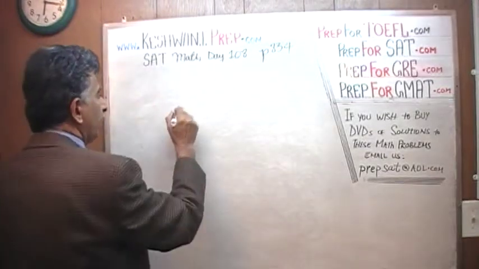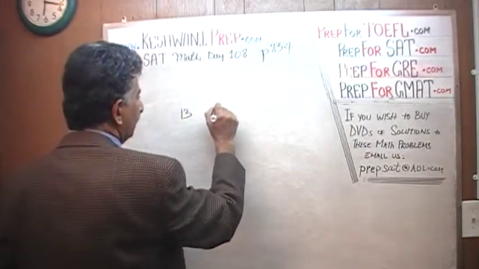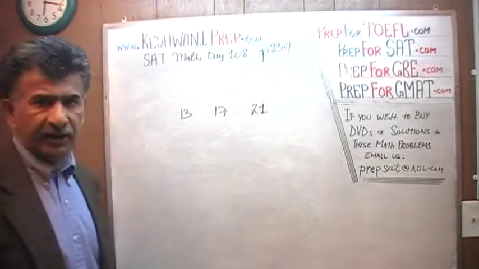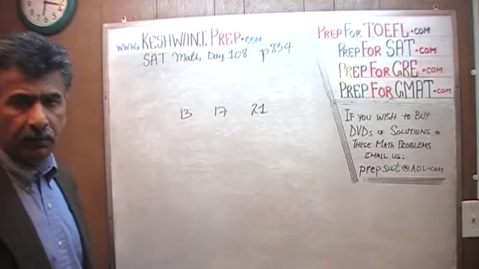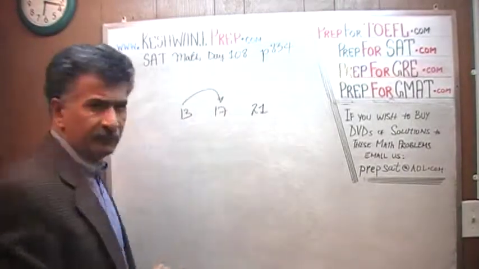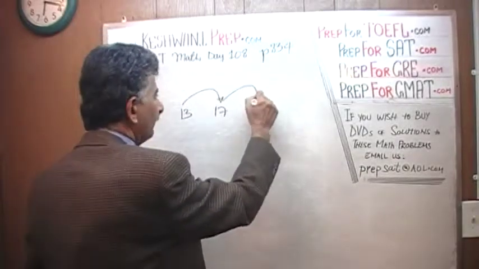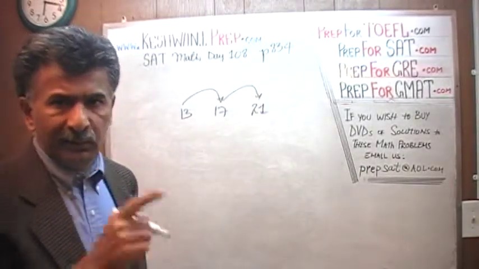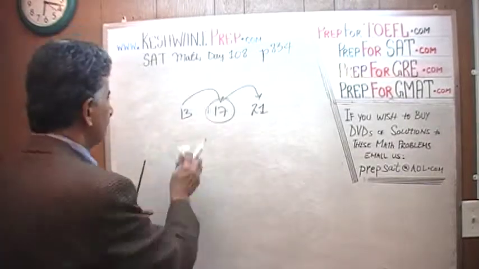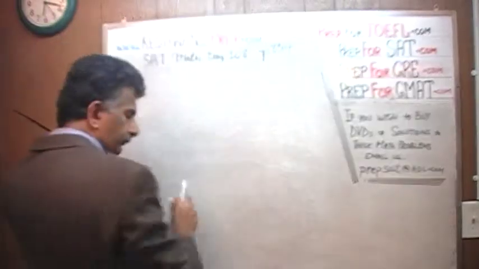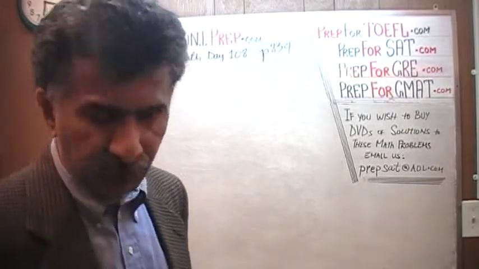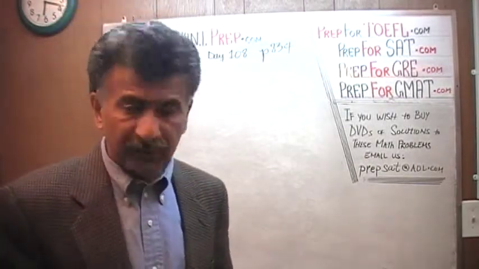What's the average of 13, 17, and 21? Well, again, they are equally spaced. 13 is 4 less than 17, and 17 is 4 less than 21. They're equally spaced. Therefore, the average is the middle guy. That's all. As long as they're equally spaced, the average is going to be the middle number. So that was one way of doing it.